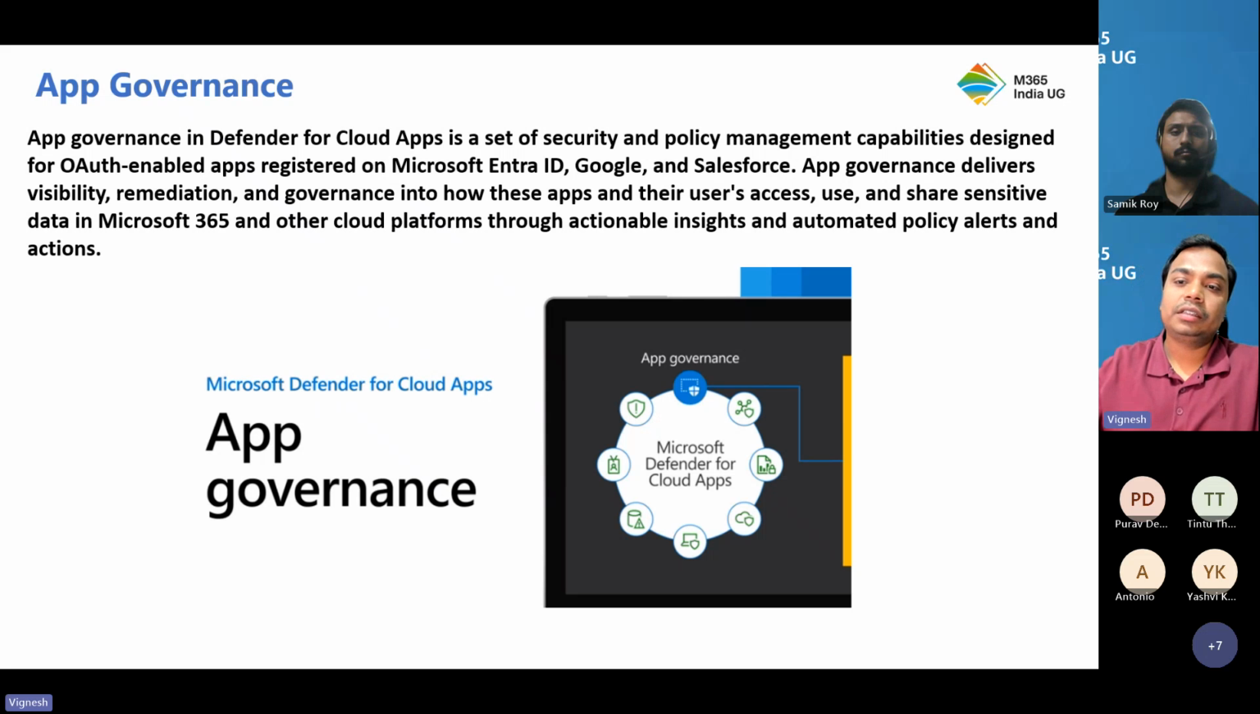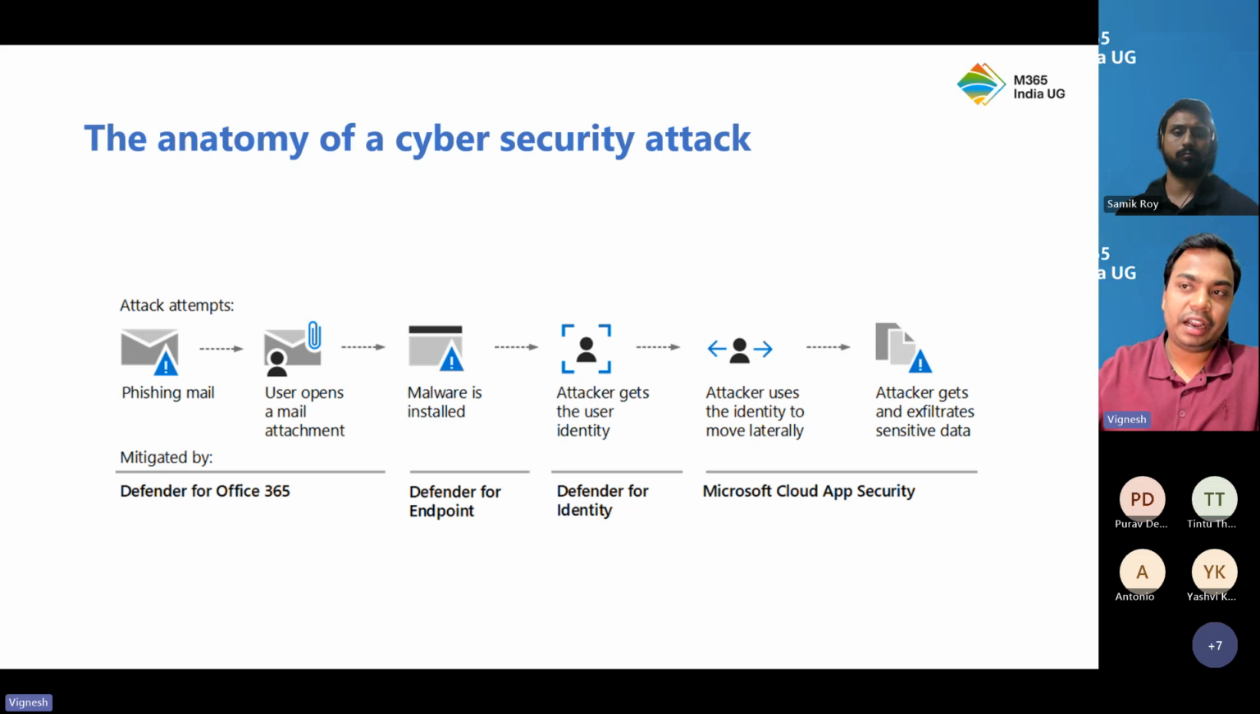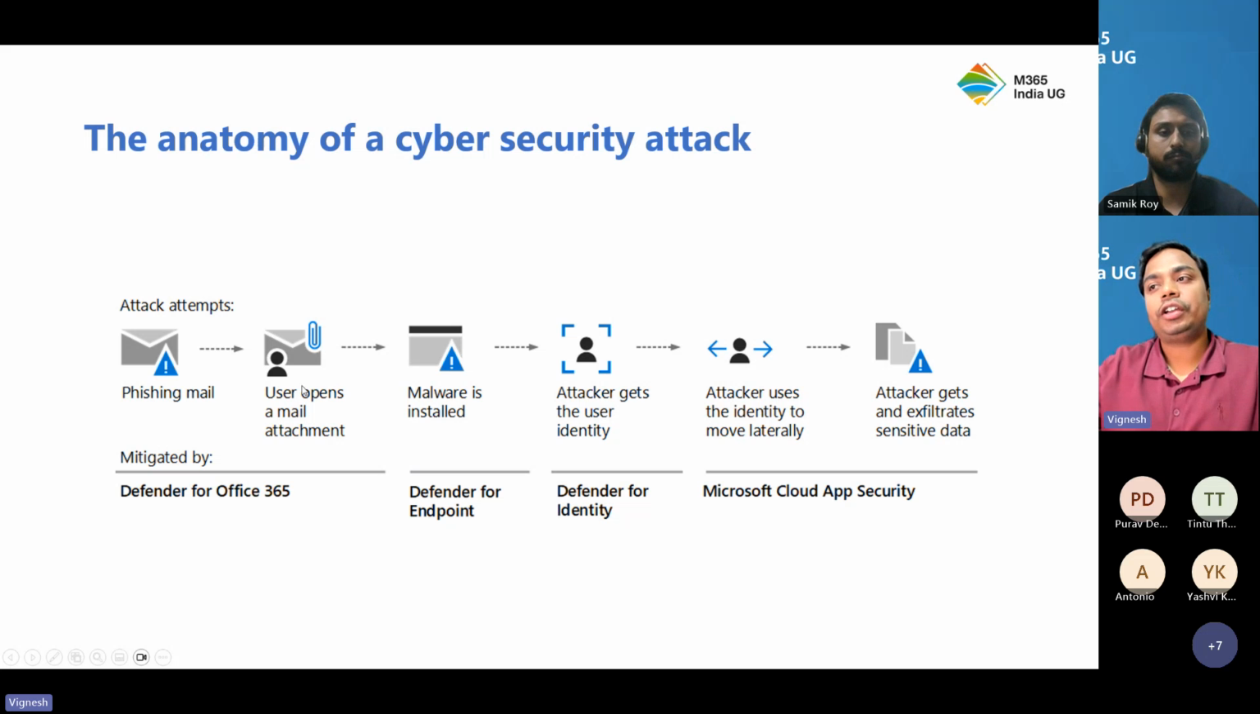And finally, this is the anatomy of a cybersecurity attack, right? An example which I just quoted before. Let's say a user in your organization receives a phishing email, and then he's trying to open the email attachment. This can be taken care of by your Defender for Office 365. This is the product which is going to take care of this problem. Now, let's say he opened it and then the malware got installed inside it. Now, the Defender for Endpoint is going to take care of it.